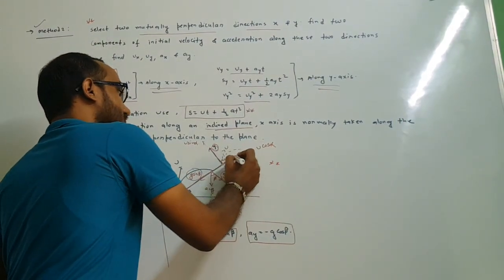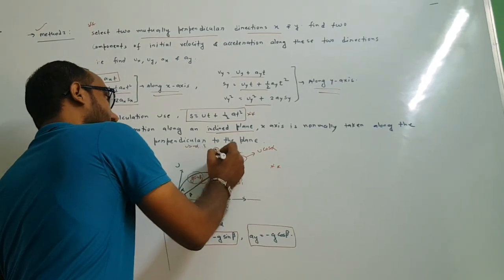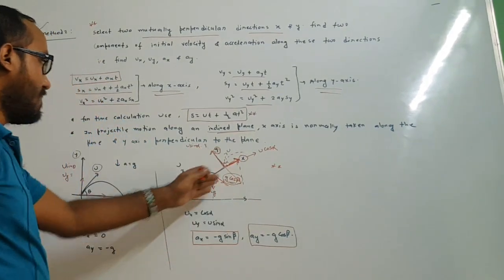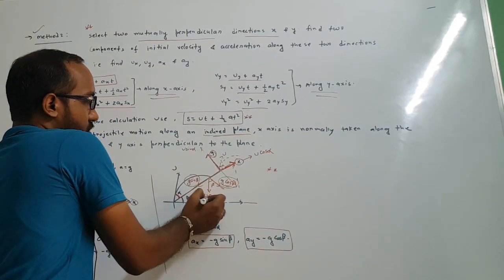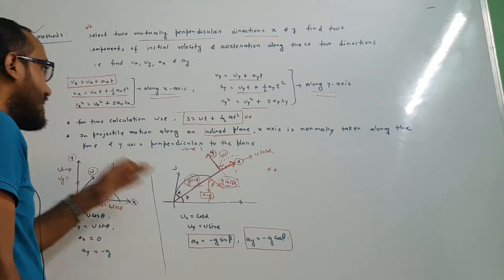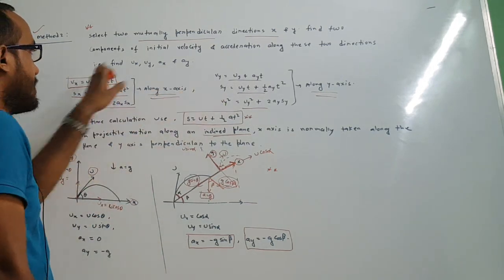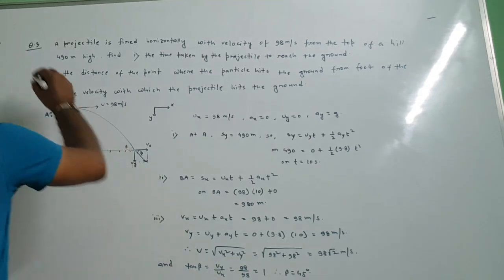Choose the x-axis along the inclined plane and choose the y-axis perpendicular to the plane, and resolve the components of acceleration and velocity separately, and then apply the equations of motion we have just shown here. So let us see another problem.